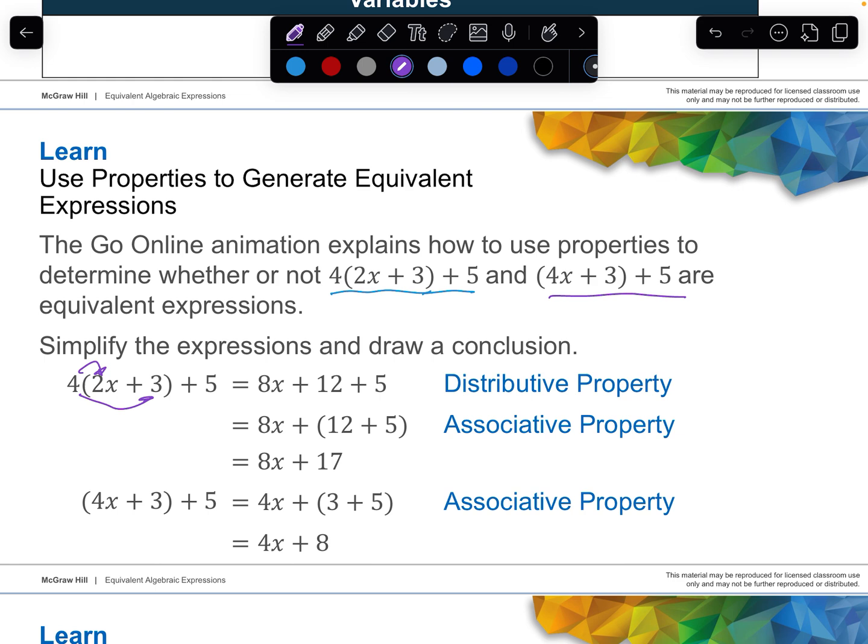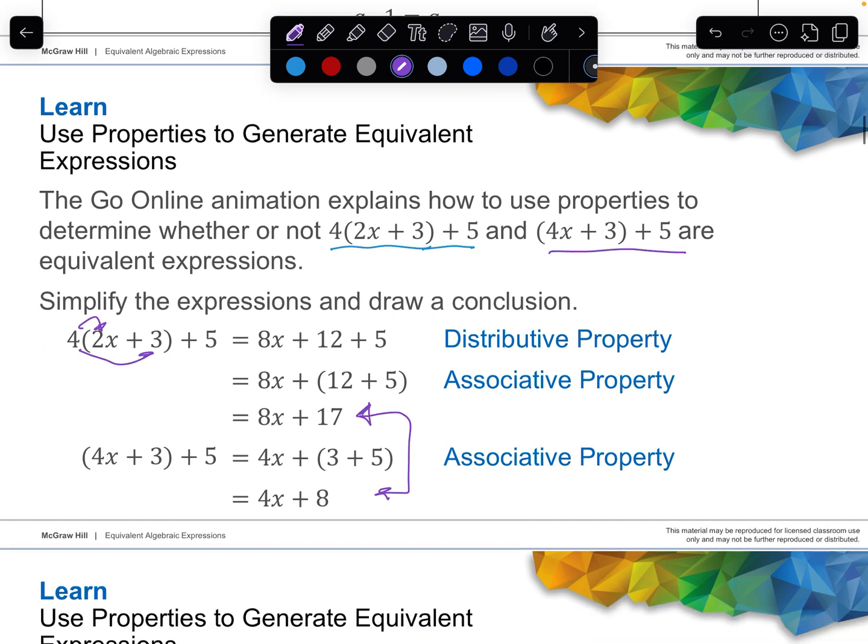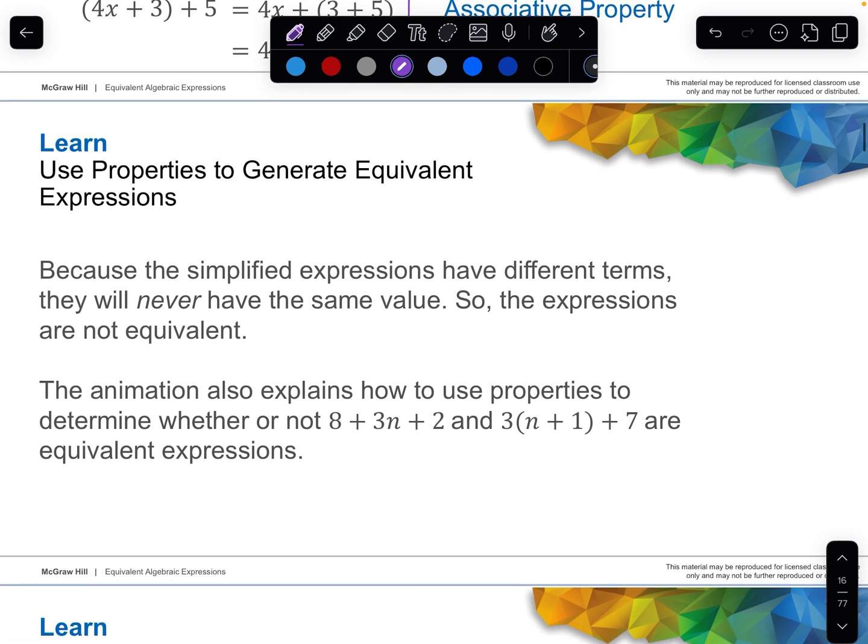In this case, I'm only going to apply the associative property, which gives me 4x + 3 + 5, or 4x + 8. And you can see that these two expressions are not equivalent. Because the simplified expressions have different terms, they will never have the same value. Therefore, the expressions are not equivalent.